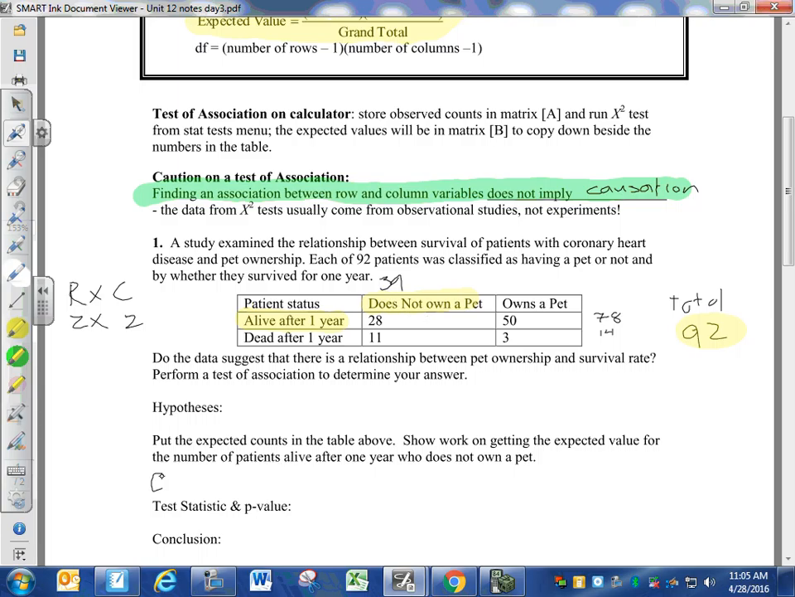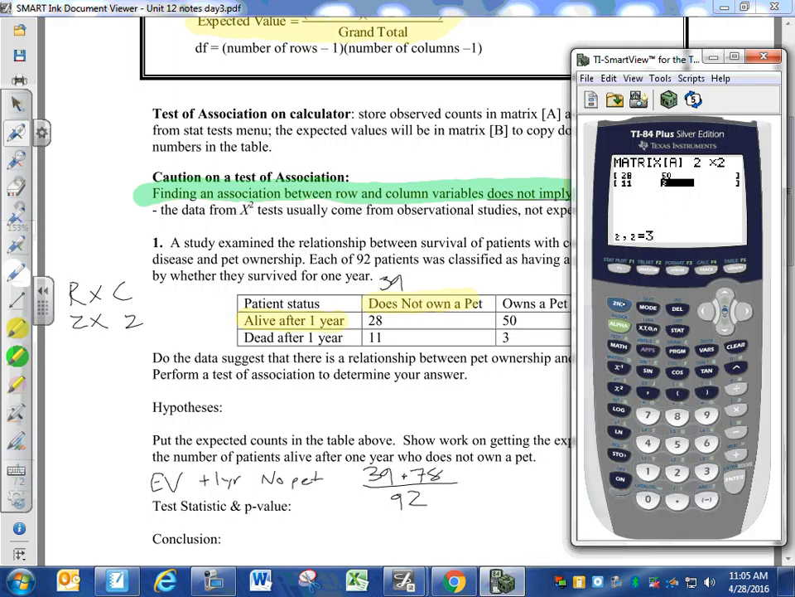I'm going to do expected value for alive after 1 year and no pet. It'll be the column 39 times the row 78 divided by 92. Go ahead and do that calculation in your home screen. Get out of your matrix. Second quit. And do this calculation. 39 times 78 divided by 92. It's like a weighted average. It's right there. It is how you find the expected. So you get 33.065, okay? So you write that down. That's your expected value for that one.